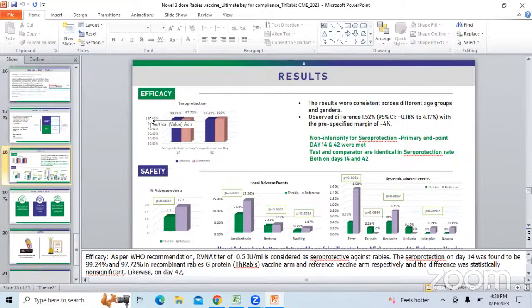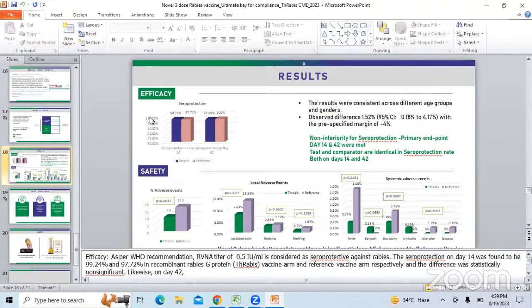And on day 42, in the 3-dose arm it is 98.69%, and in the 5-dose arm 100%. These differences are not significant. So, on the behalf of the safety profile and efficacy profile, the efficacy is the same as compared to the previous regimen recommended by WHO.